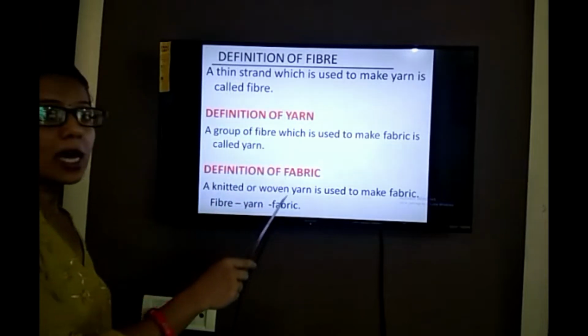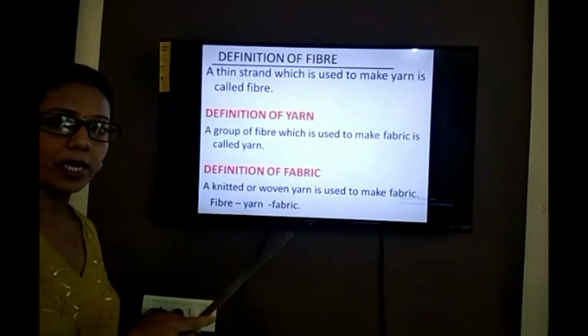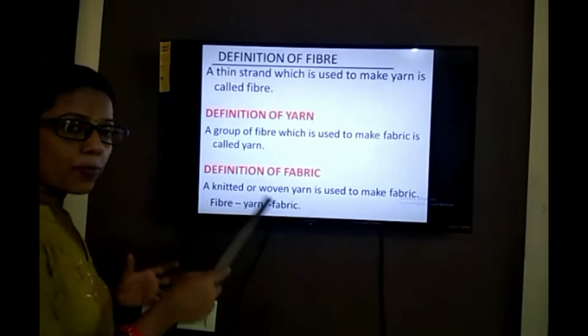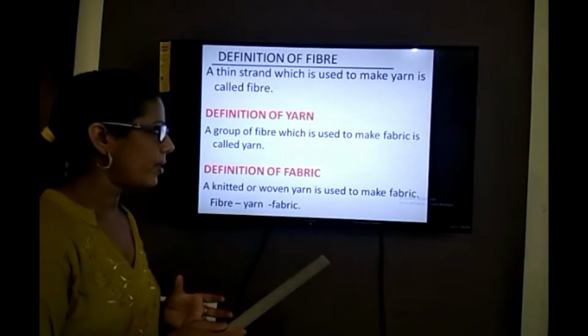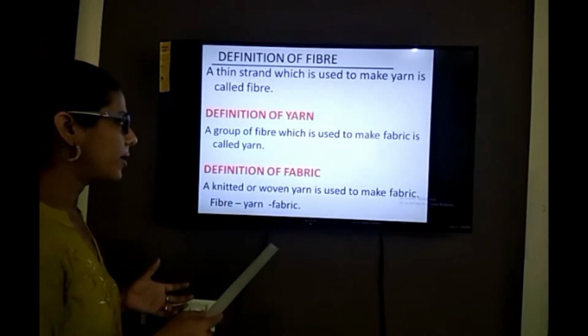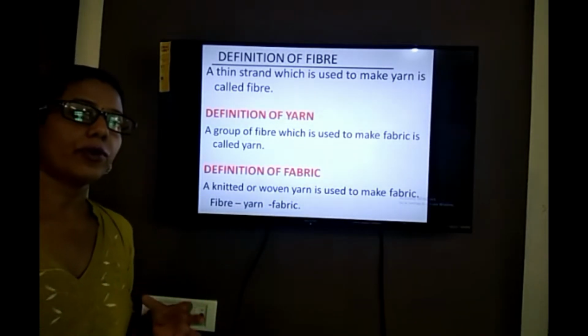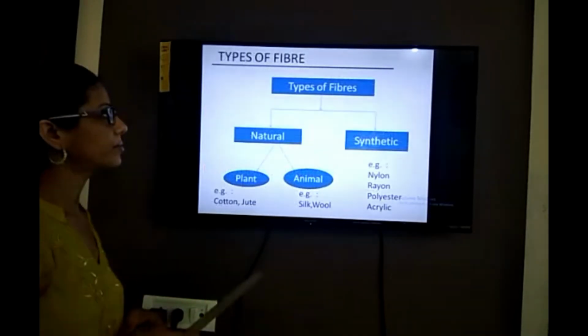So fiber means a thin strand which is used to make yarn, and yarn means a group of fibers which is used to make fabric. It is known as yarn, and fabric means a knitted or woven yarn. It is called fabric. Now we move to the next slide.